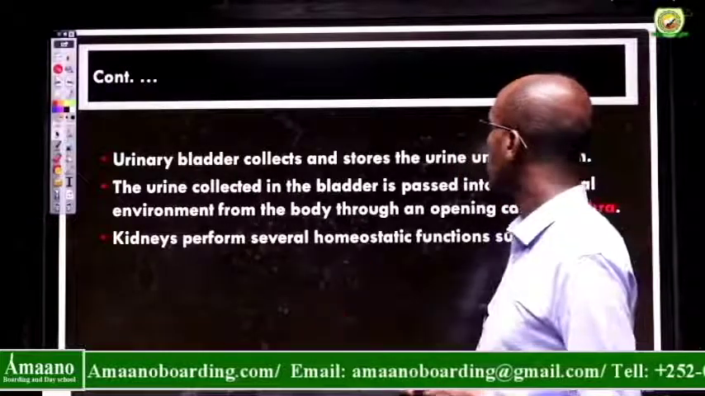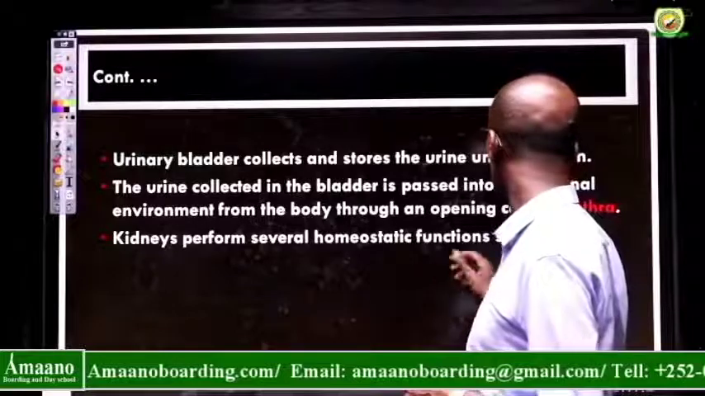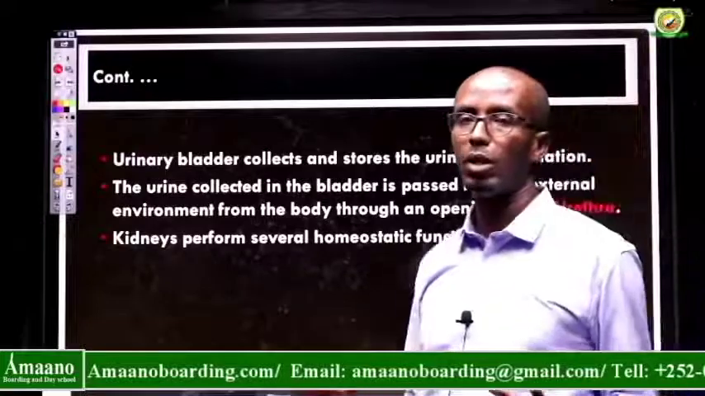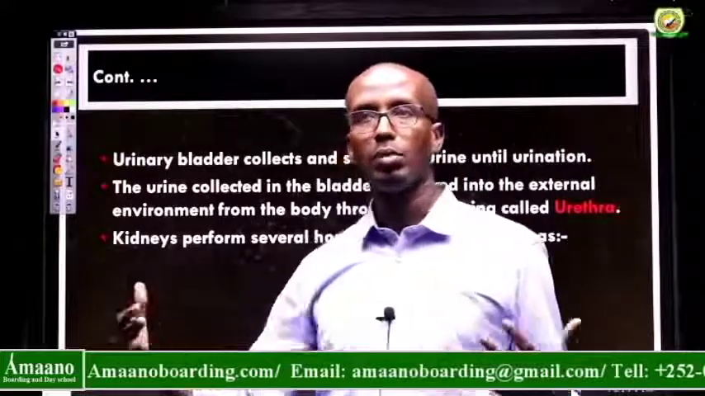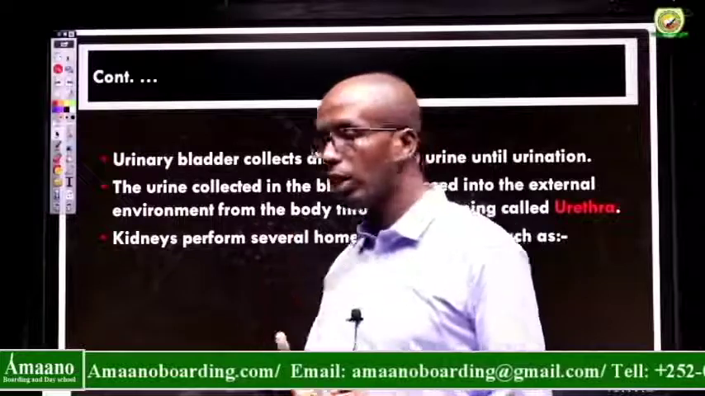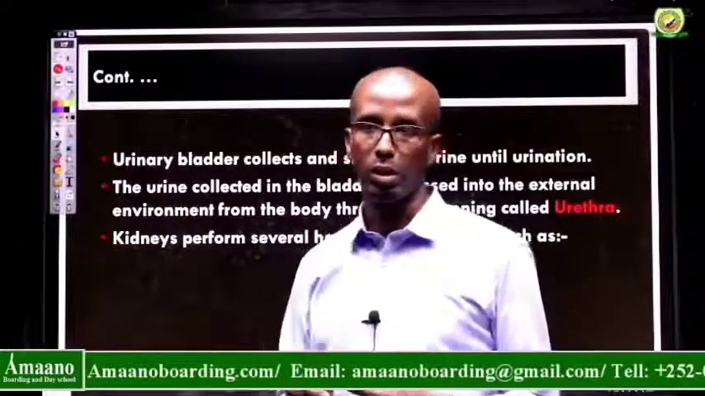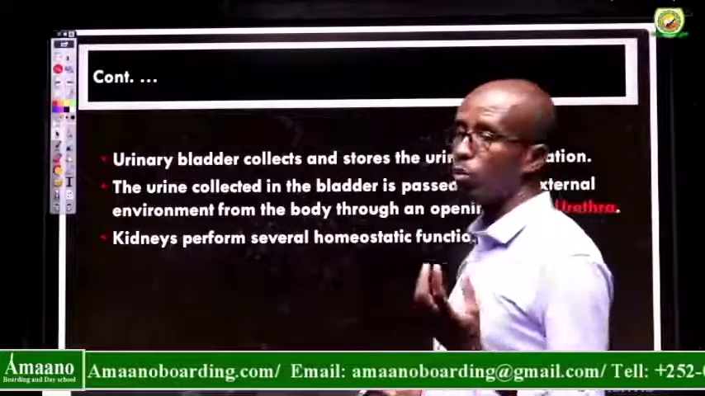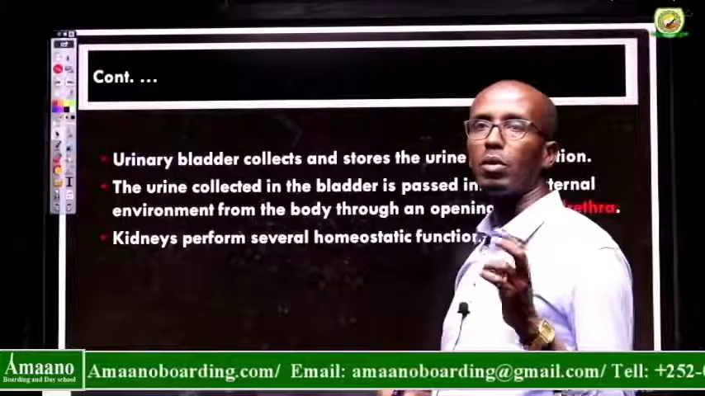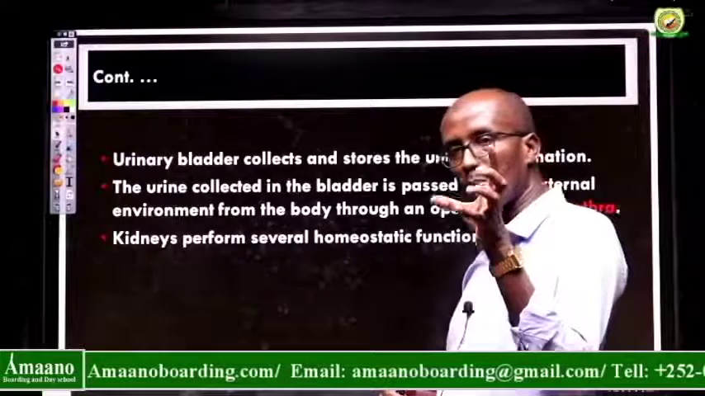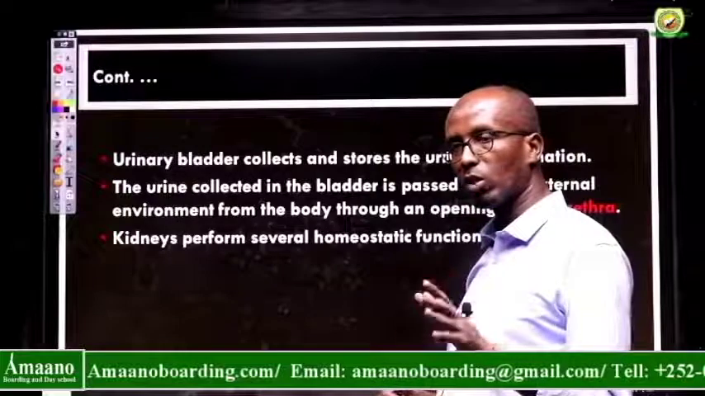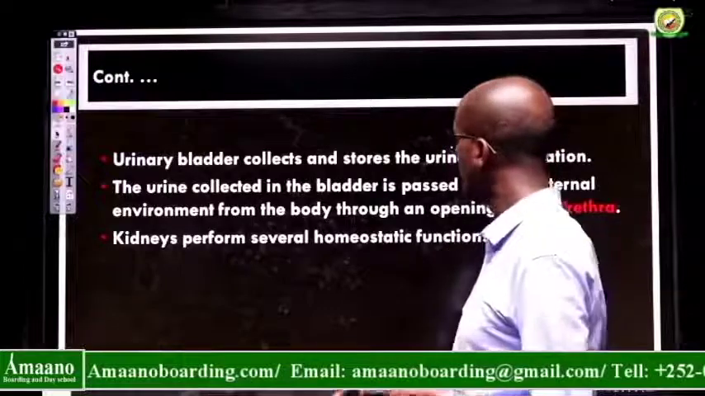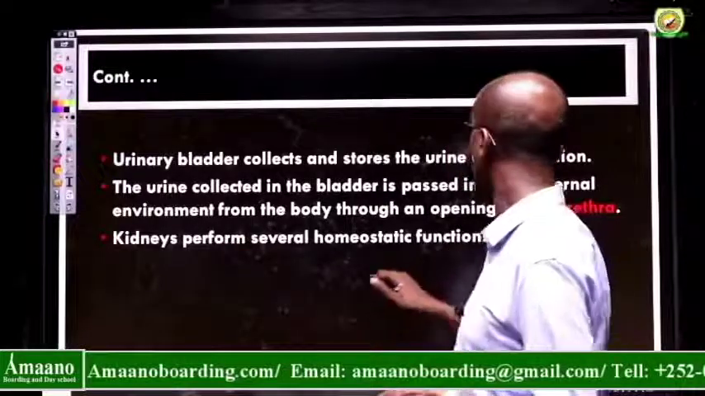Kidneys perform several homeostatic functions. The word homeostatic means keeping the body more or less constant. There are a number of reactions which take place in our body which need to be kept at a constant speed, so that they can produce the normal products. For example, we have a constant body temperature, we should keep our blood pressure more or less constant, level of sugar more or less constant, water more or less constant, and so on. So the kidneys do some of these homeostatic functions.